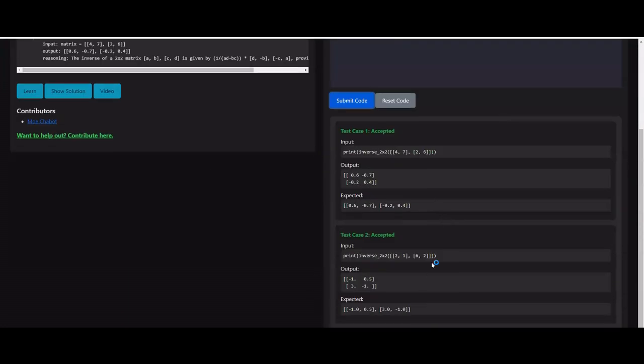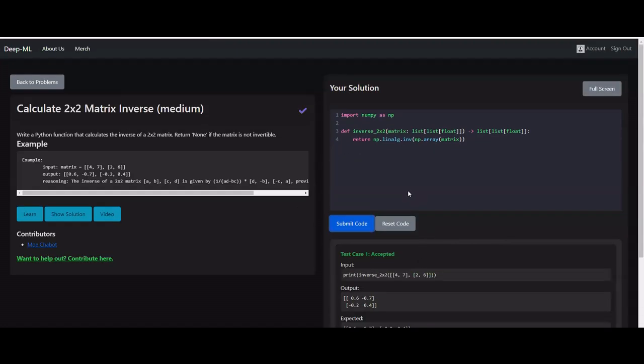And as you can see, it works pretty well and the code is accepted. So this is what you're going to be doing if you're running a project or trying to do something in production. This is going to be way faster underneath the hood. It's not going to make much of a difference for a 2x2 matrix, but if you're working with higher dimensions, trust me, this is going to be way faster.